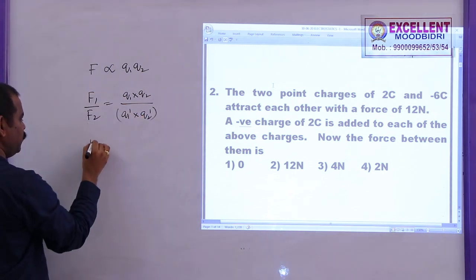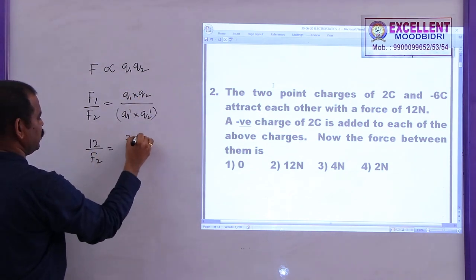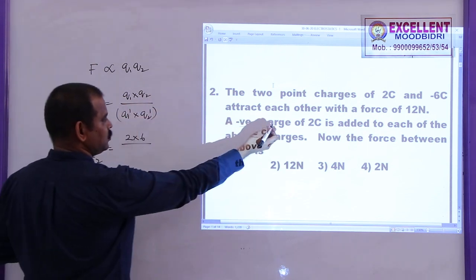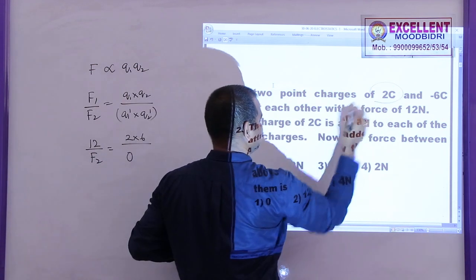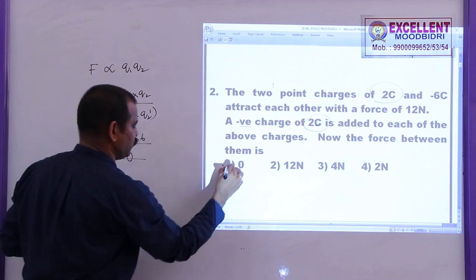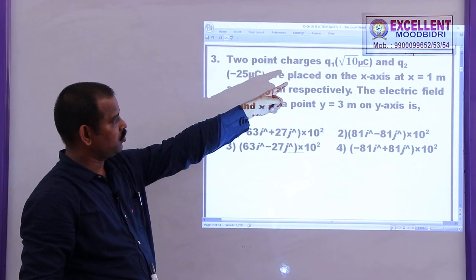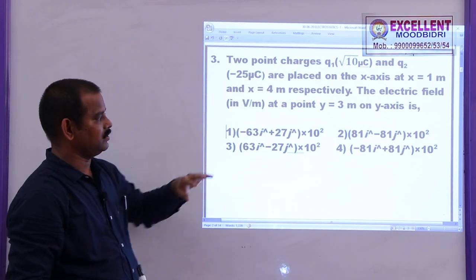The old force was 12, the new force is F2. This charge is 2 into 6 because we need only the magnitude but not the signs. And minus 2 is added, so this will become 0, because 2 coulomb charge minus 2 coulomb charge is added. So the new force will become 0. Option 1 is correct.